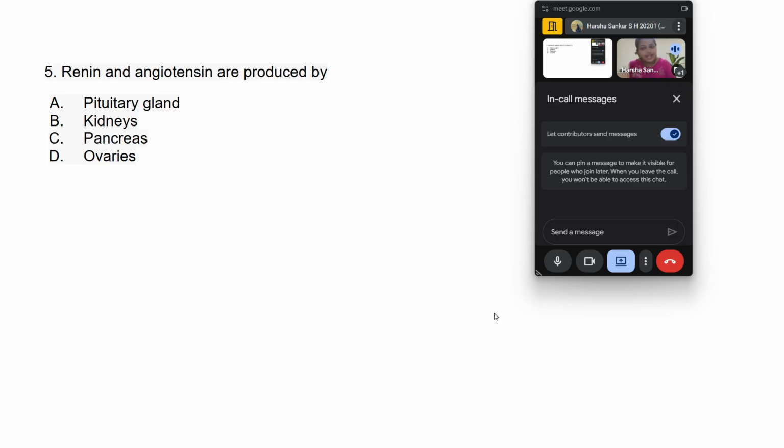Next question. Renin and angiotensin are produced by dash. Pituitary gland, kidneys, pancreas, or ovaries. What is the correct answer? We discussed this in one of the previous sessions. Okay, let's see. It's 6:46, so at 6:47 we'll discuss. Okay, you are saying kidney. It's fine.